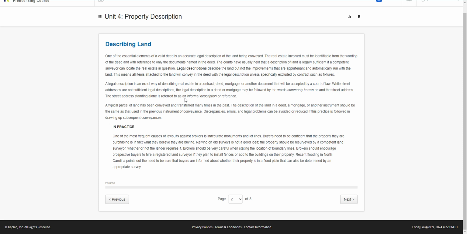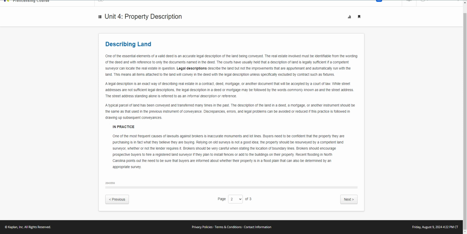A legal description is an exact way of describing real estate in a contract, deed, mortgage, or other document that will be accepted in the court of law. While street addresses are not sufficient legal descriptions, the legal description in a deed or mortgage may be followed by the words commonly known as the street address, right? Street address standing alone is referred to as an informal description of reference.